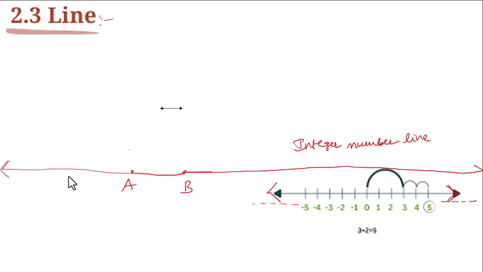So what does it mean? On both sides, as much as we want, we can extend endlessly. Endlessly means there is no end at all. So this is called a line.